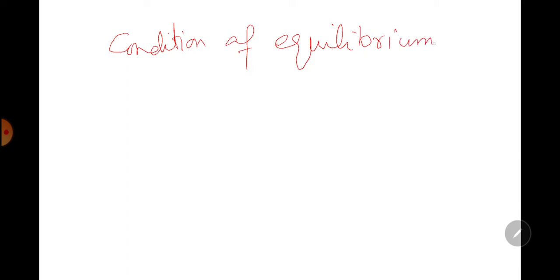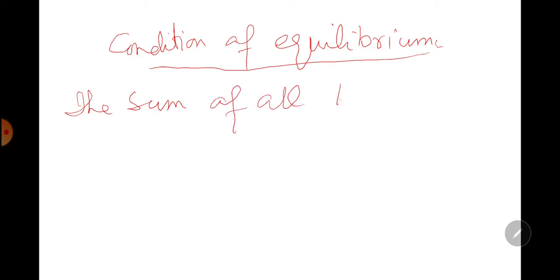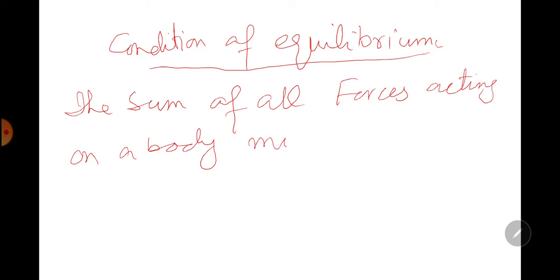Now, condition of equilibrium. First condition: the sum of all forces acting on a body must be equal to zero. A body is said to be in equilibrium if the sum of all forces acting on a body is equal to zero.